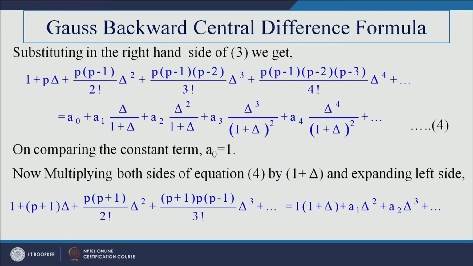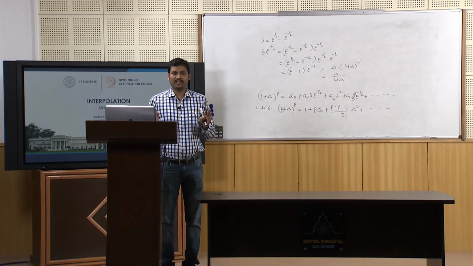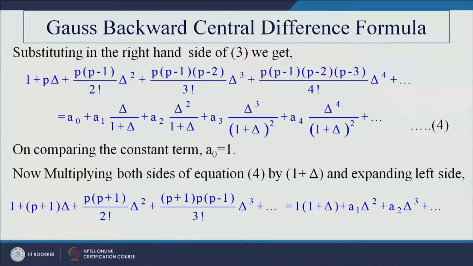So, if you will just put all these coefficients in both the sides, then we can obtain the a0 value as 1 there. To obtain the values of the remaining coefficients like a1, if we multiply 1 plus delta on both the sides, then we can obtain the coefficients in the form of 1 plus p plus 1 into delta plus p into p plus 1 by factorial 2 delta square. So, this will be the left hand side, and on the right hand side we can put that one as, since a0 equals 1 there.